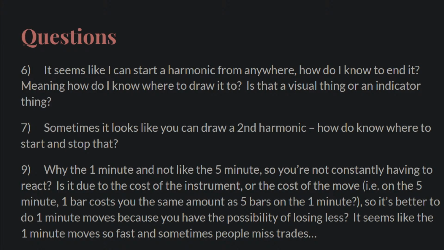So why the 1 minute, not the 5 minutes? So you're not constantly having to react. Is it due to the cost of the instrument or cost of the move? I.e., on the 5 minute, 1 bar costs you the same as 5 bars on the 1 minute, so it's better to do the 1 minute moves because you have the possibility of losing less. It seems like the 1 minute moves fast and sometimes people miss trades.